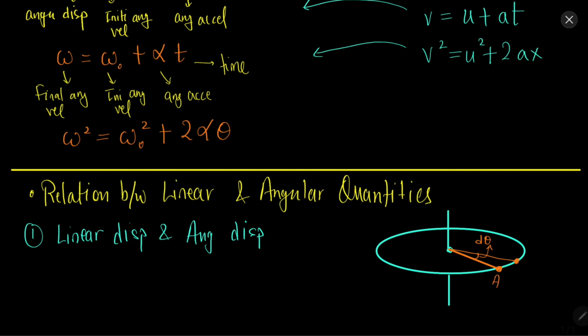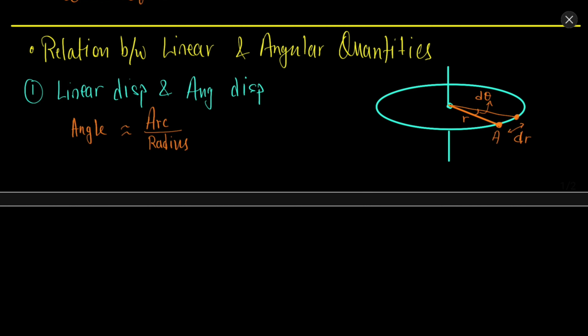Now let's consider that this is a small displacement dr, and let's say the radius is r. So we know that one formula is angle is approximately equal to arc upon radius. When the angle is small, this formula is valid. So let's say the angle is small angle, that is d theta, arc is dr, this is small arc, dr upon the radius. So radius is r. So we will get dr is equal to r d theta.